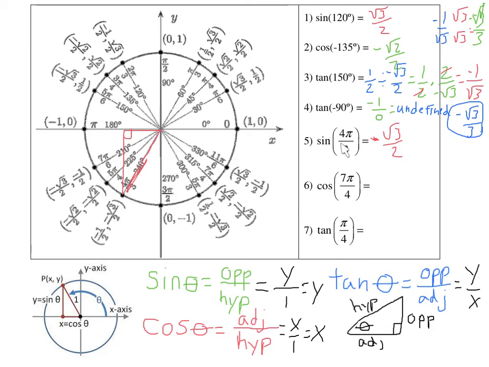You know, if that was cosine, what would be your answer? If that was cosine of this, wouldn't it be negative 1/2, the x value?